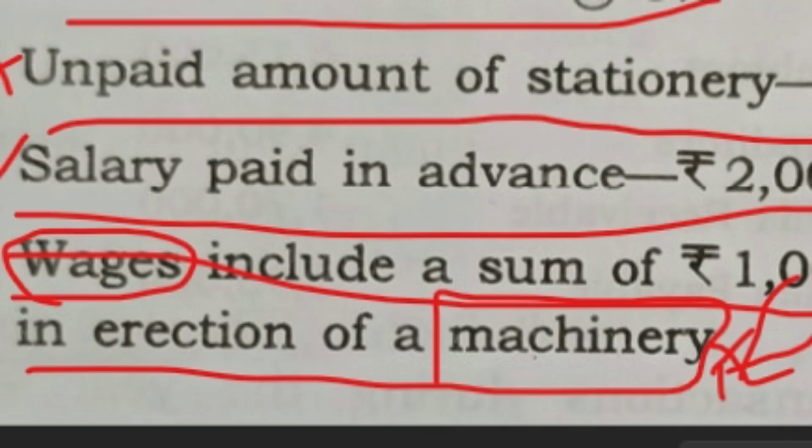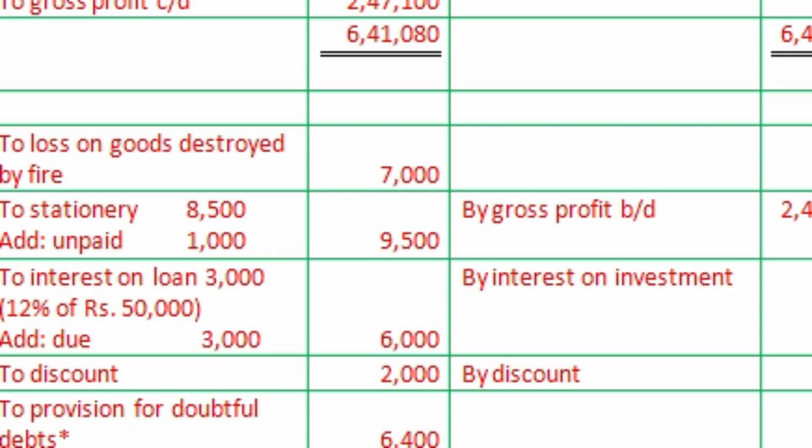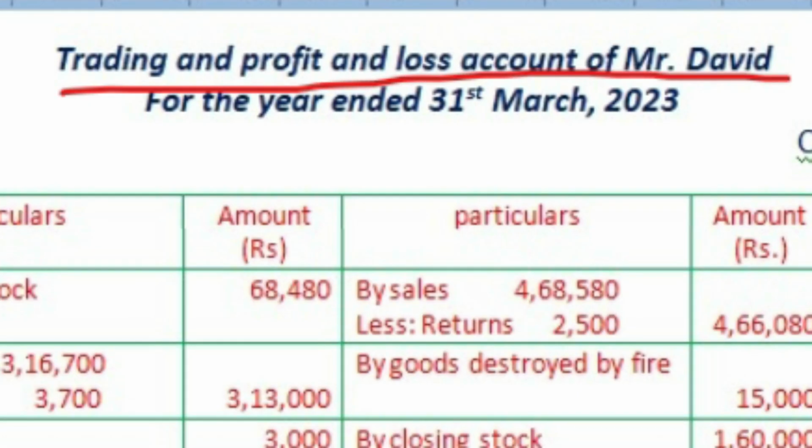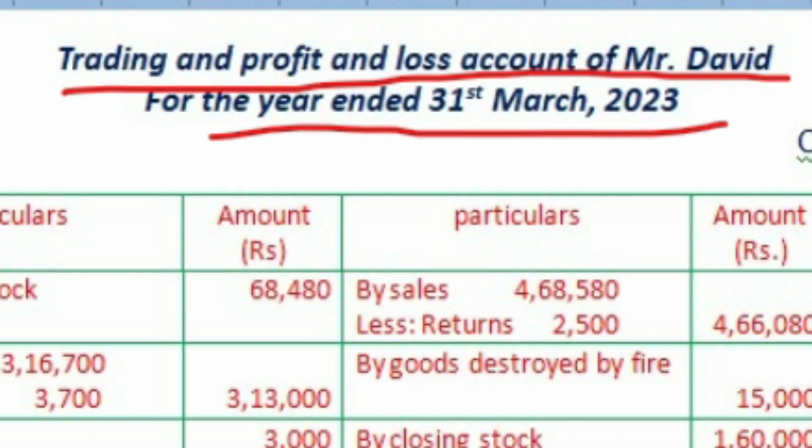Okay, these are the questions that I explained to you. Now let us see its solution. The solution is here on the screen. Trading and profit and loss account of Mr. David for the year ended 31st March 2023.